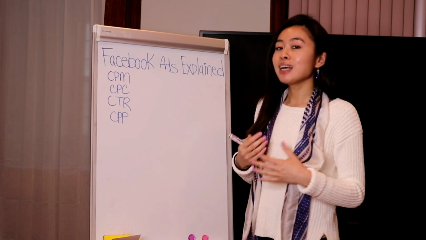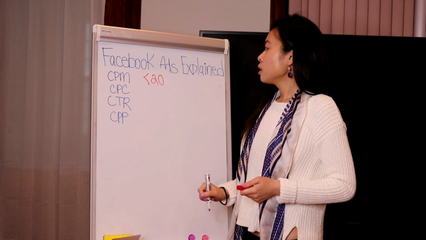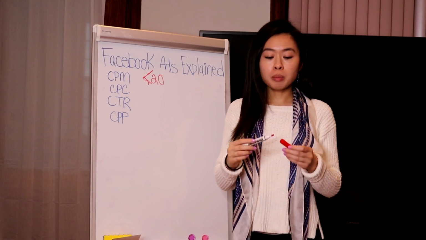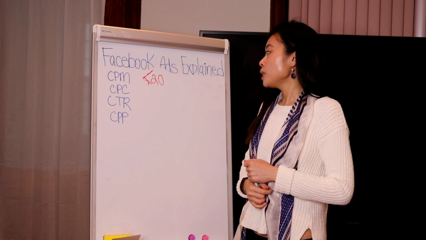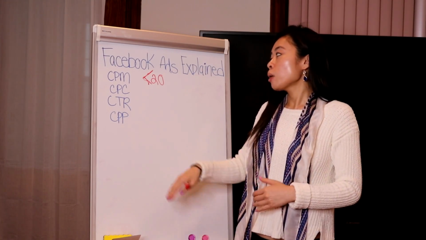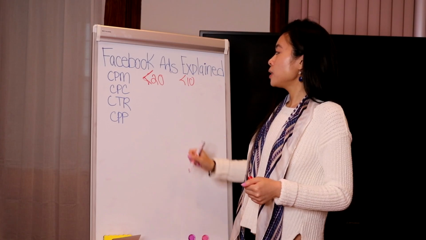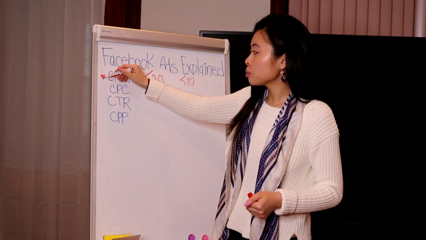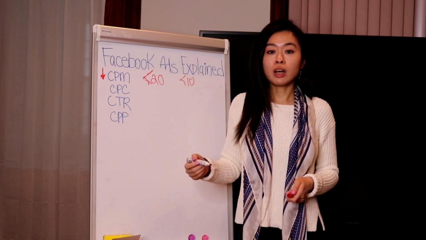So with CPM, I like to go for a number that is less than 20, okay? Because when you're starting out with a new pixel, your cost per thousand could range in the $30 to reach 1,000 people. However, as your pixel matures, your CPM, you should start seeing it come down. So usually I like to see it below 20, preferably below 10, okay, for CPM? You want it as low as possible, meaning you're paying Facebook a low cost to reach 1,000 people, okay?